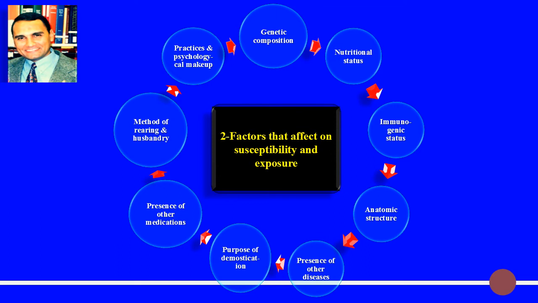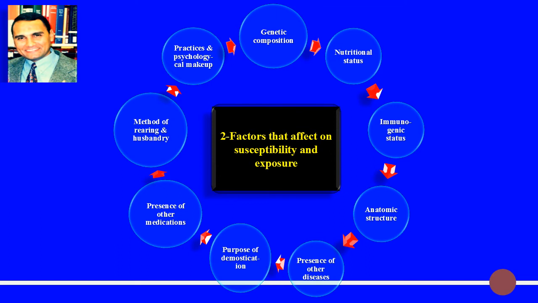Presence of other diseases will help the occurrence of certain diseases, such as infestation with external parasites like ticks, which makes the animal more susceptible to the occurrence of blood parasites.